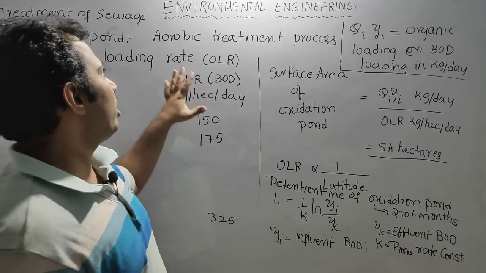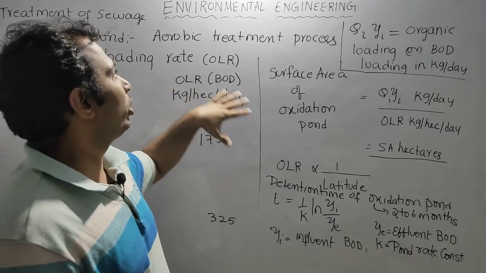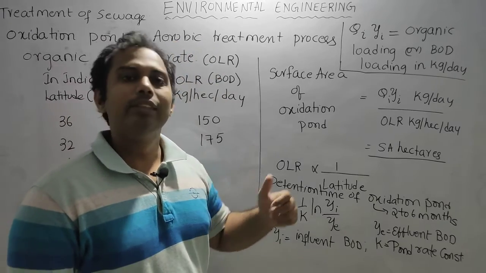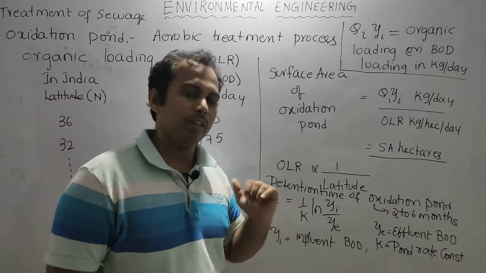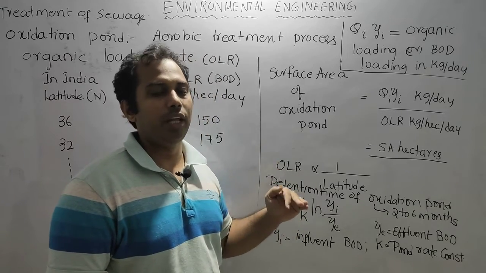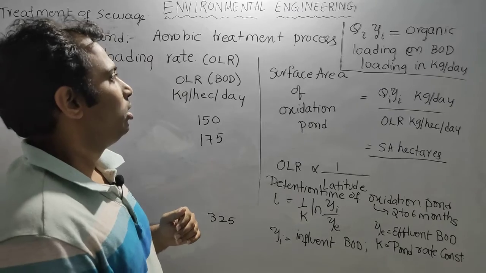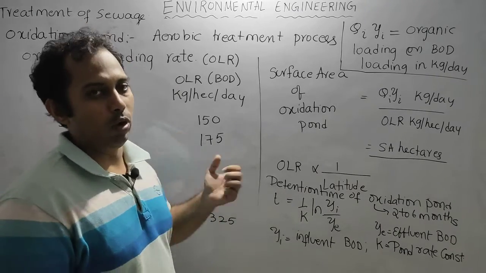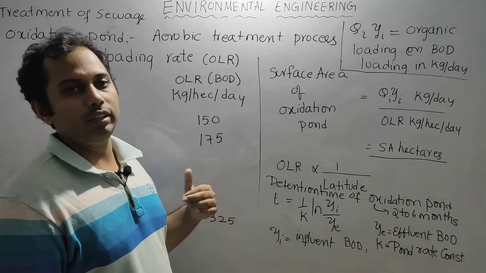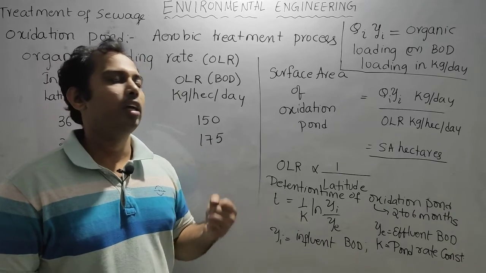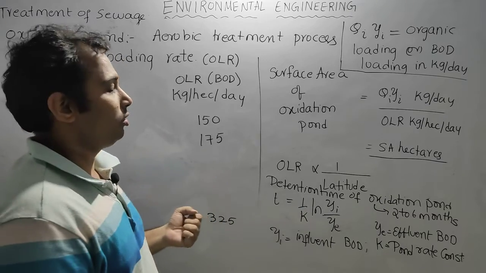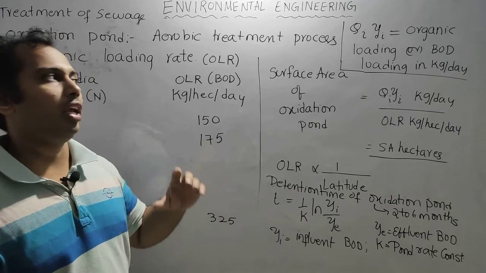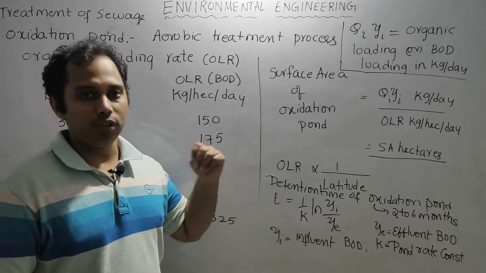So far we have been talking about the aerobic treatment process in the oxidation pond. There will also be an anaerobic nature present in the oxidation pond. When we are treating industrial water, industries generally construct an anaerobic oxidation pond inside the industry, generally having a depth of 2.5 to 3 meters.